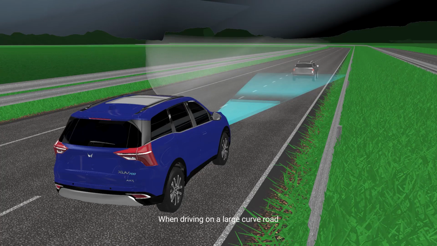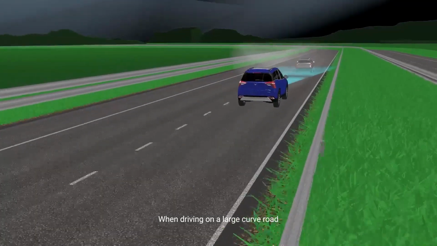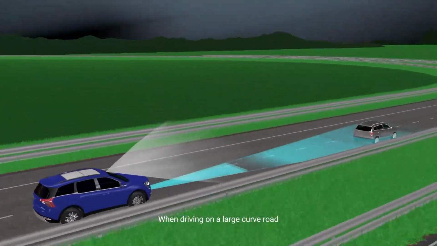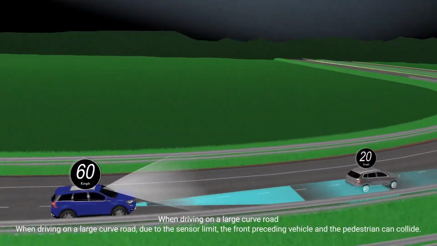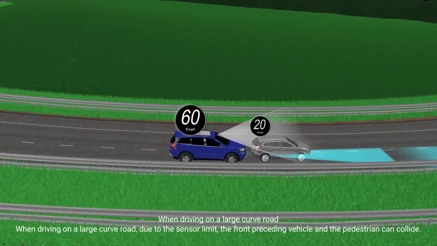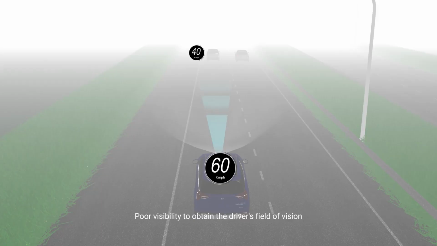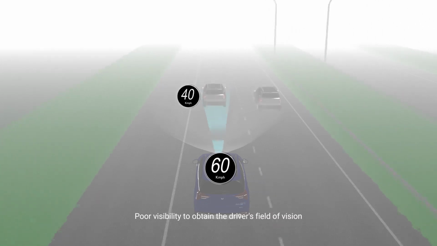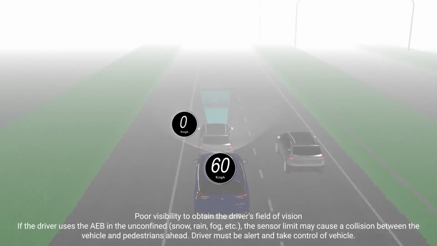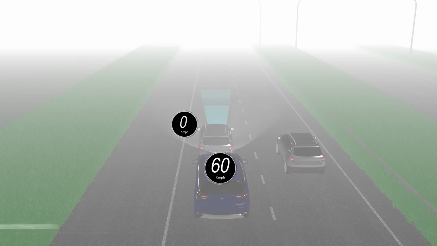When driving on a large curved road. When driving on a large curved road, due to the sensor limit, the front preceding vehicle and the pedestrian can collide. Poor visibility to obtain the driver's field of vision. If the driver uses the AEB in the unconfirmed condition, the sensor limit may cause a collision between the vehicle and pedestrians ahead. Driver must be alert and take control of the vehicle.